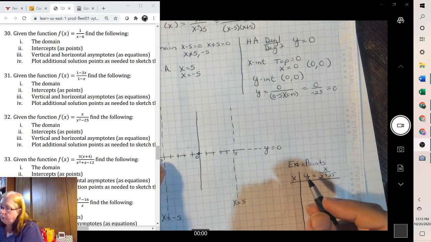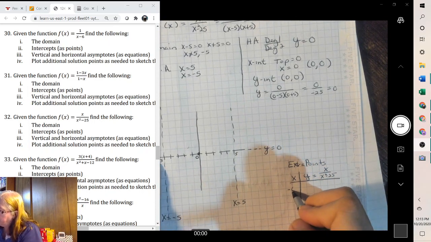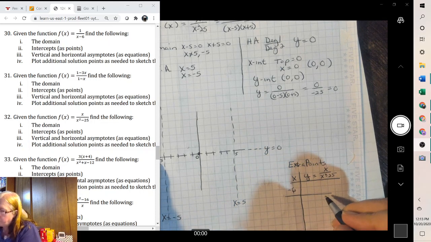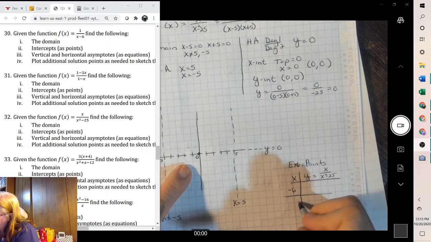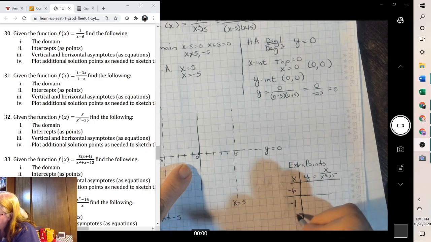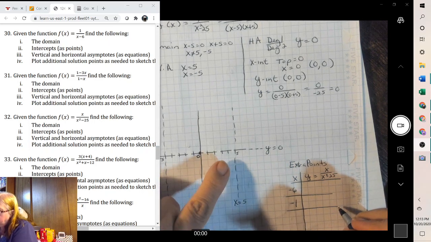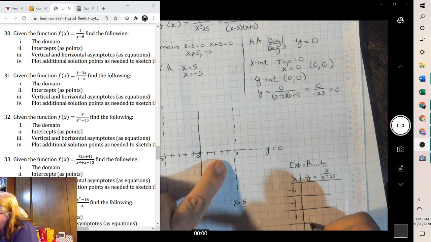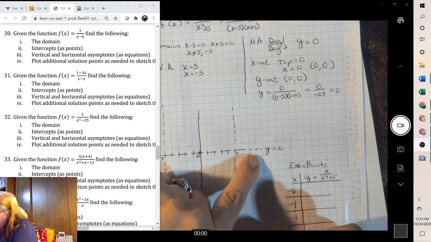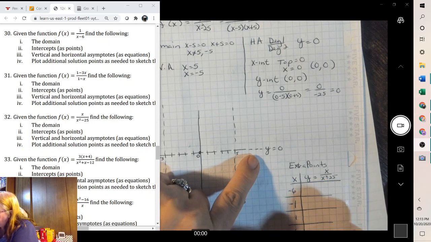So I'm going to pick a point over here, -6. In between here, -1. On this side, a +1. And over here, a 6. I'm going to plug all of those in.